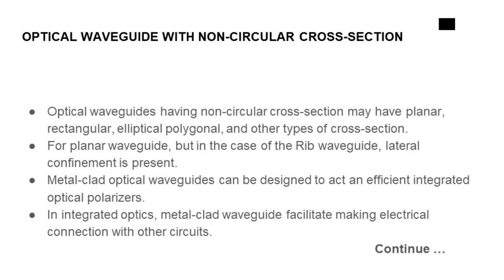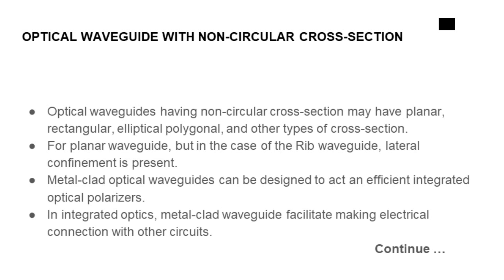The standard waveguide we take as a circular core cross section, but nowadays optical waveguides having non-circular cross sections may have planar, rectangular, elliptical, polygonal, and other types of cross sections also used. The planar waveguide is generally used in integrated optical devices. For the planar waveguide, any lateral confinement of light is not observed, but in the case of the rib waveguide, lateral confinement is present.